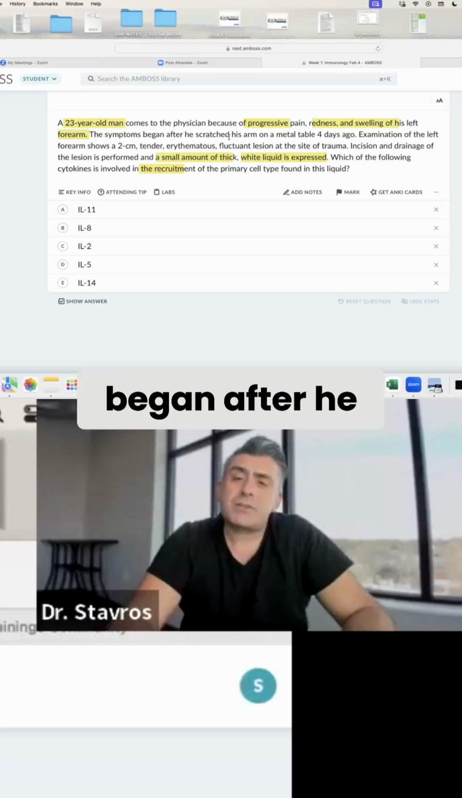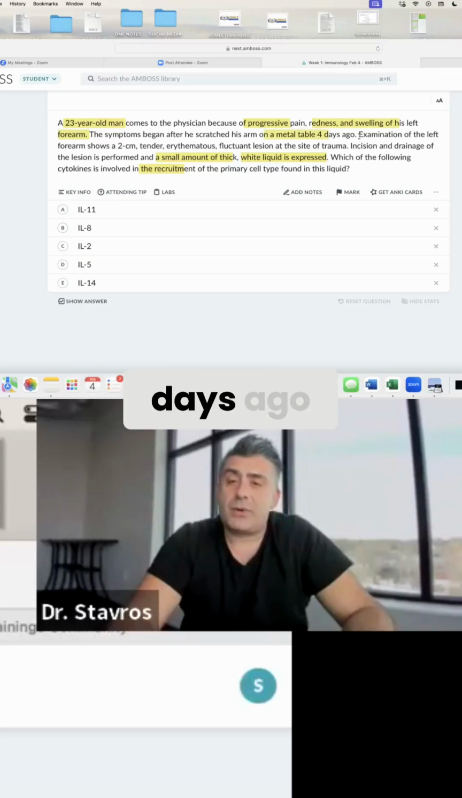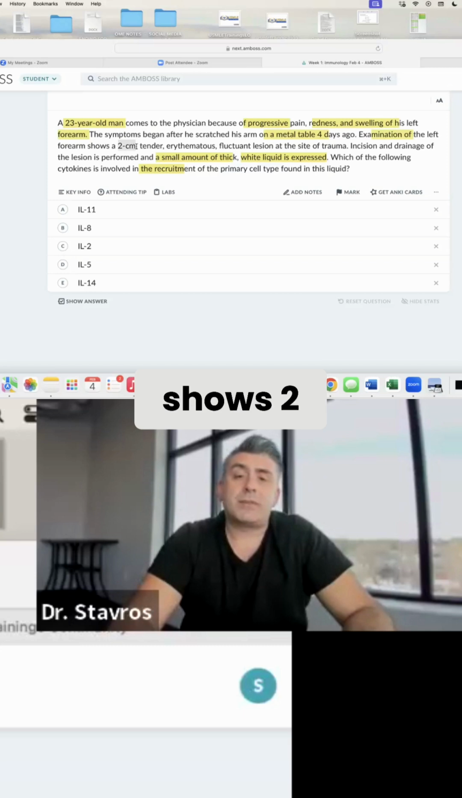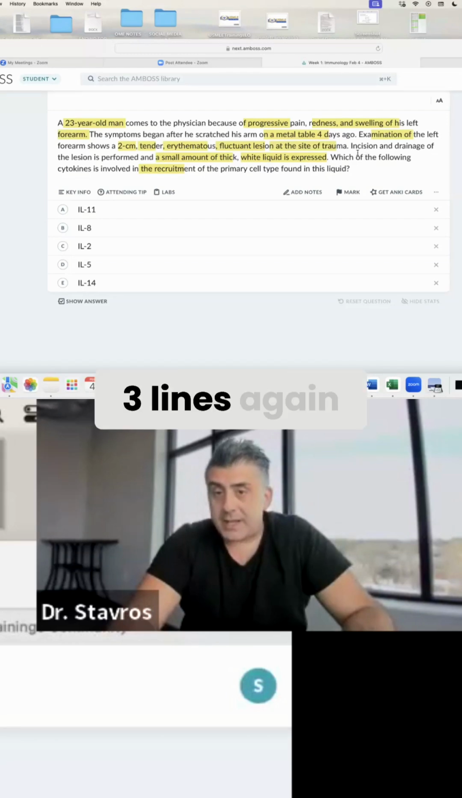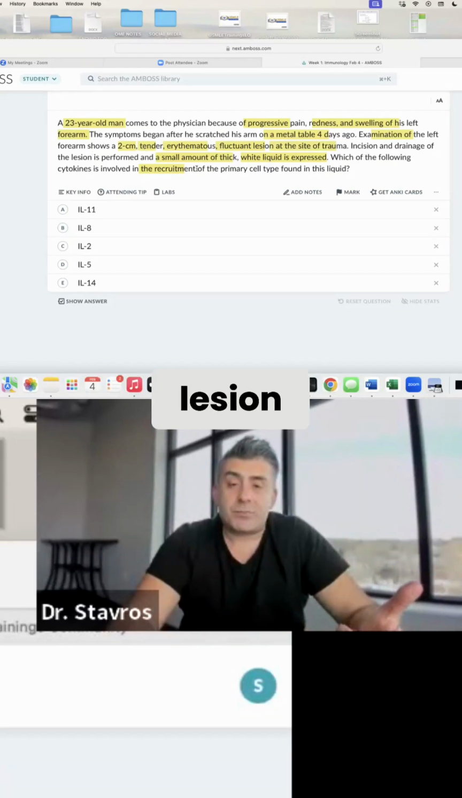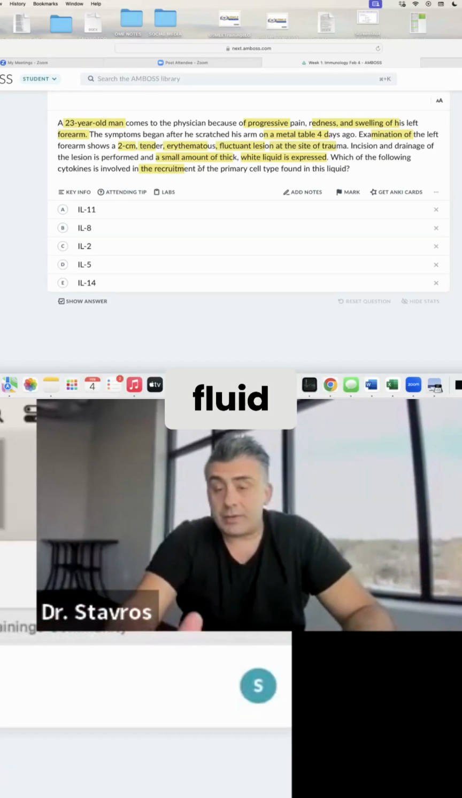Symptoms began after he scratched his arm on a metal table 4 days ago. Left arm shows a 2 centimeter, tender, erythematous, fluctuant lesion at the site of the trauma. And then the last 3 lines again, right? IND, lesion, small, thick, fluid, liquid.